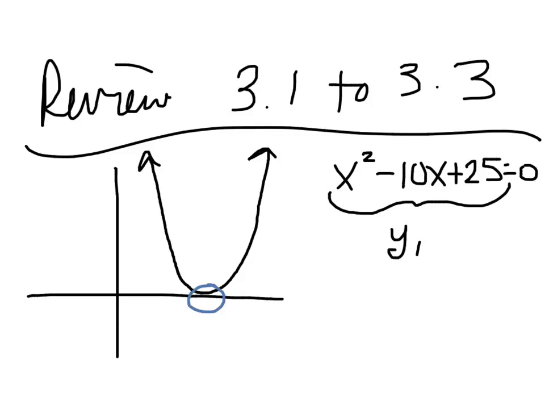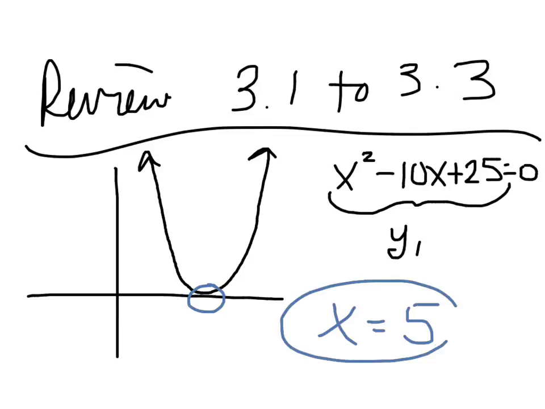Anybody know what it is? 5. How'd you get 5? You looked at the picture, and it looked like it was at 5. Right. If you didn't want to do it that way, another way to do it with your calculator is by hitting second trace, option number 2. And for this particular thing, it's right here.